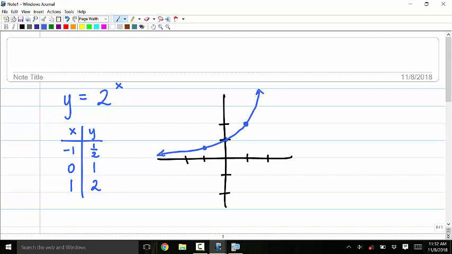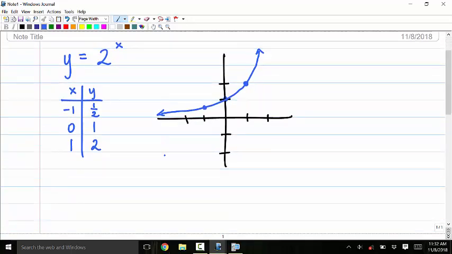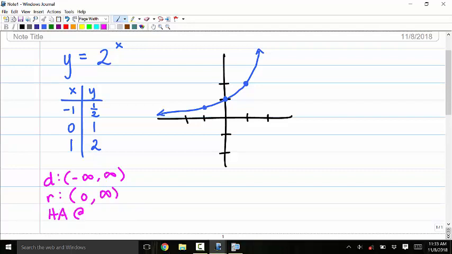You agree? Okay, what was our domain? Domain was all reals. Our range was 0 to infinity. Did we include 0? Nope. And we had a horizontal asymptote where? At y equals 0 right here. Okay. Now we're going to graph the inverse function.